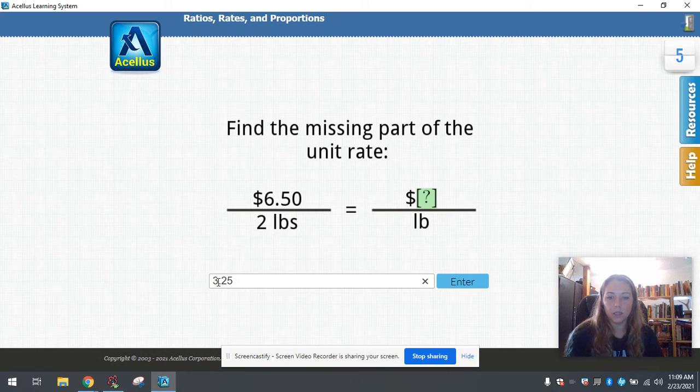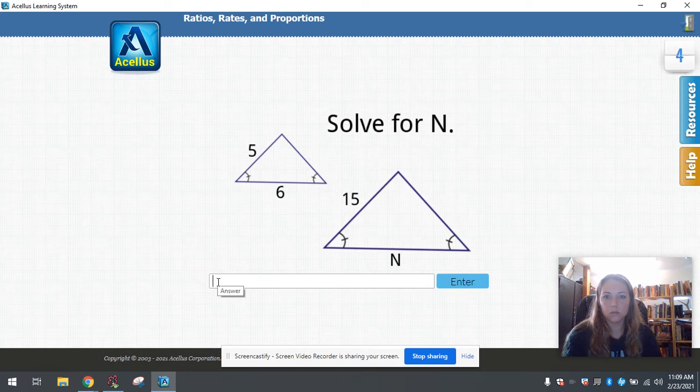Let's delete that and see how it goes. Okay, it didn't like the dollar sign. We won't do that again.